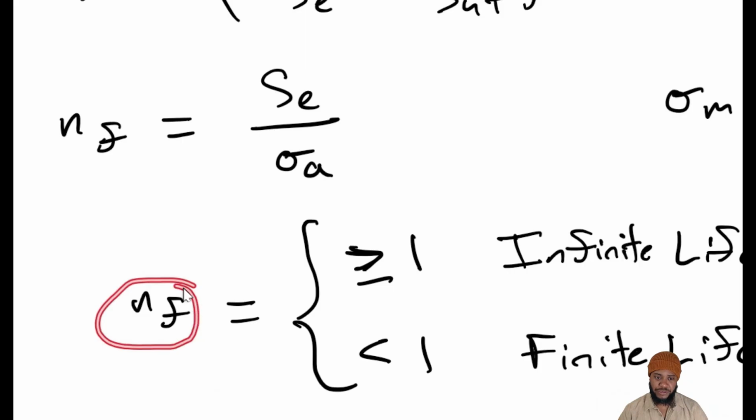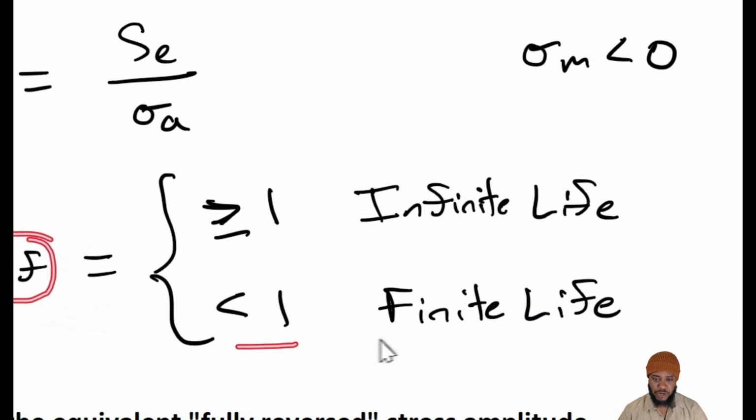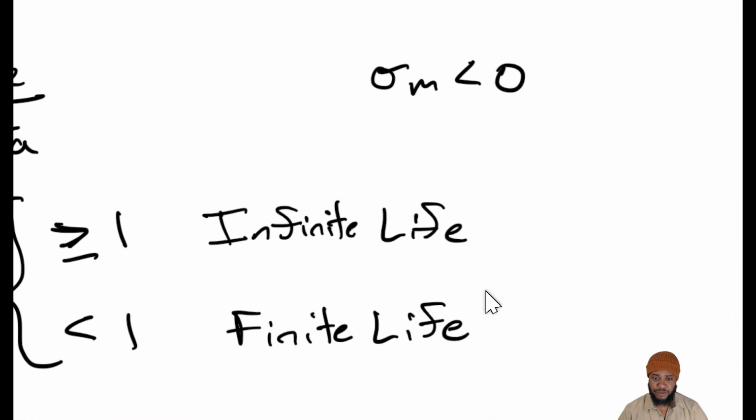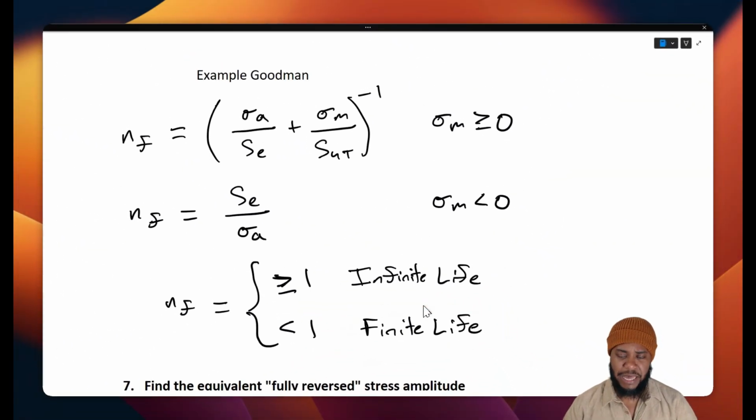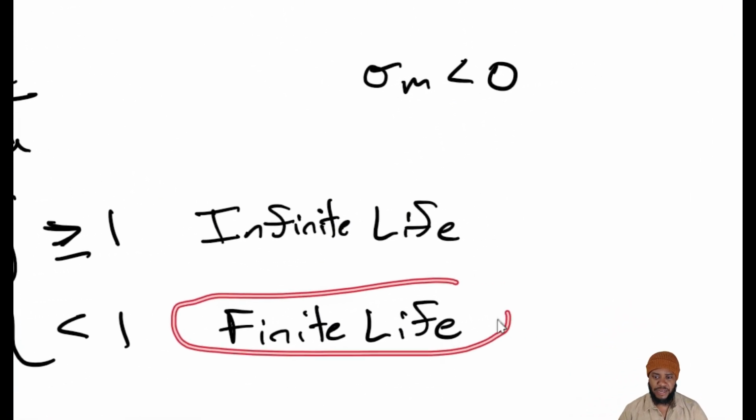If our safety factor against infinite life is less than 1, then we don't stop here. We can simply state we have a finite life condition. That means we can apply Basquin's equation. Let's move forward in finding the cycles to failure.